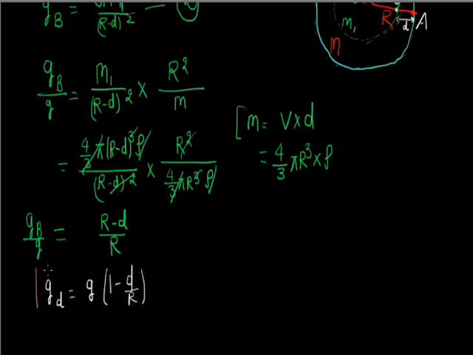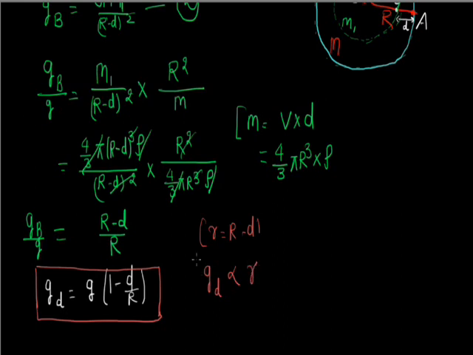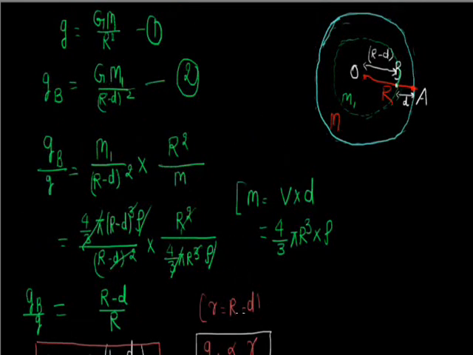So this is the expression for acceleration due to gravity with depth d, and we want to find the dependence of gravity on the net distance from the center. Then small r will be R minus d. So from this, the acceleration due to gravity at depth d is directly proportional to small r, and small r is R minus d. So as R minus d increases, g will increase. It means when we go to depth, g will decrease, and at the center g is taken as 0.